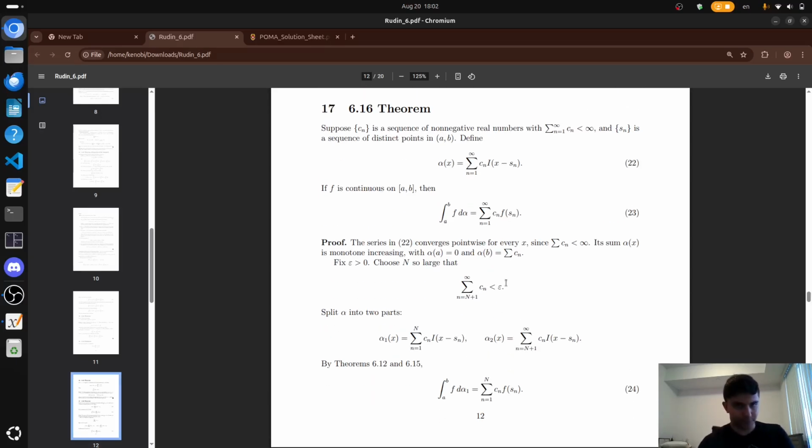So now suppose Cn is a sequence of non-negative real numbers with the sum from n equals 1 to infinity of Cn less than infinity. And the sequence Sn is a sequence of distinct points in (A, B). Define alpha of x equal to the sum from n equals 1 to infinity of Cn I(x minus Sn). If f is continuous on [A, B], then the integral from A to B of f d alpha is equal to the sum from 1 to infinity of Cn f of Sn. So that's really interesting because now we're transforming the integral into an infinite sum.